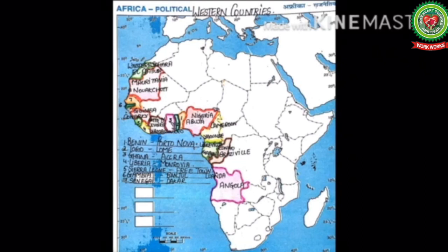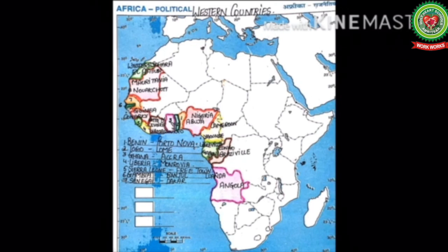Next, Togo and its capital is Lome. Next, we have done Ghana and its capital is Accra. Next, Côte d'Ivoire and its capital is Yamoussoukro. The next is Liberia and its capital is Monrovia. We have done Sierra Leone and its capital is Freetown. Next, we have done Guinea and its capital is Conakry.